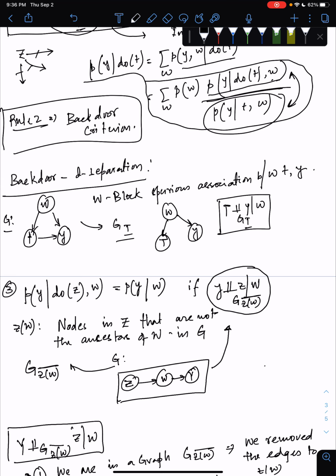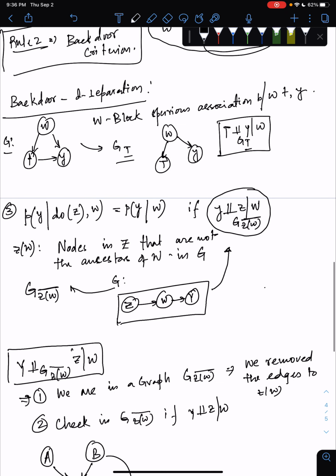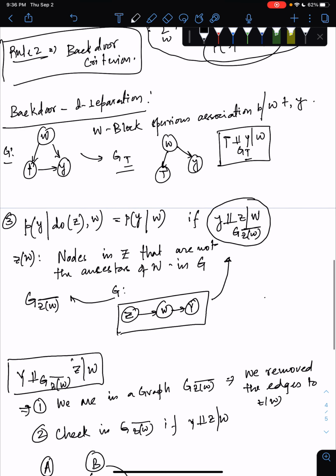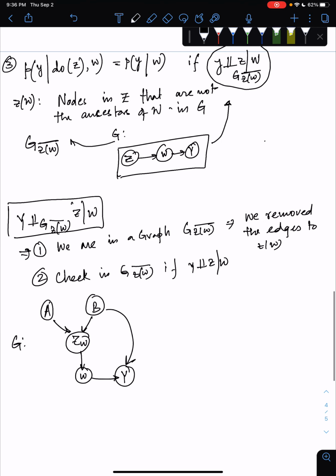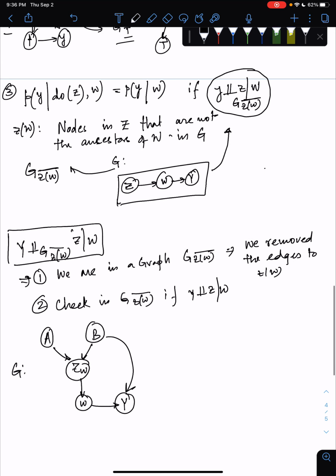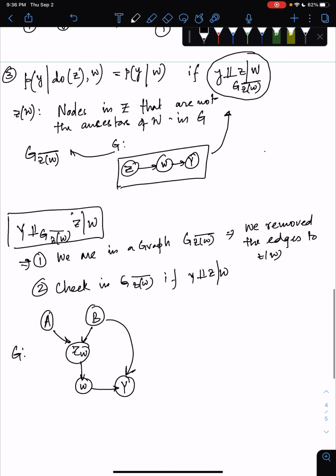then we can say that in the manipulated graph, W d-separates T from Y, and this W is called the minimum adjustment set or sufficient adjustment set. Okay, so now here we are conditioning on W, so we are conditioning on this guy.